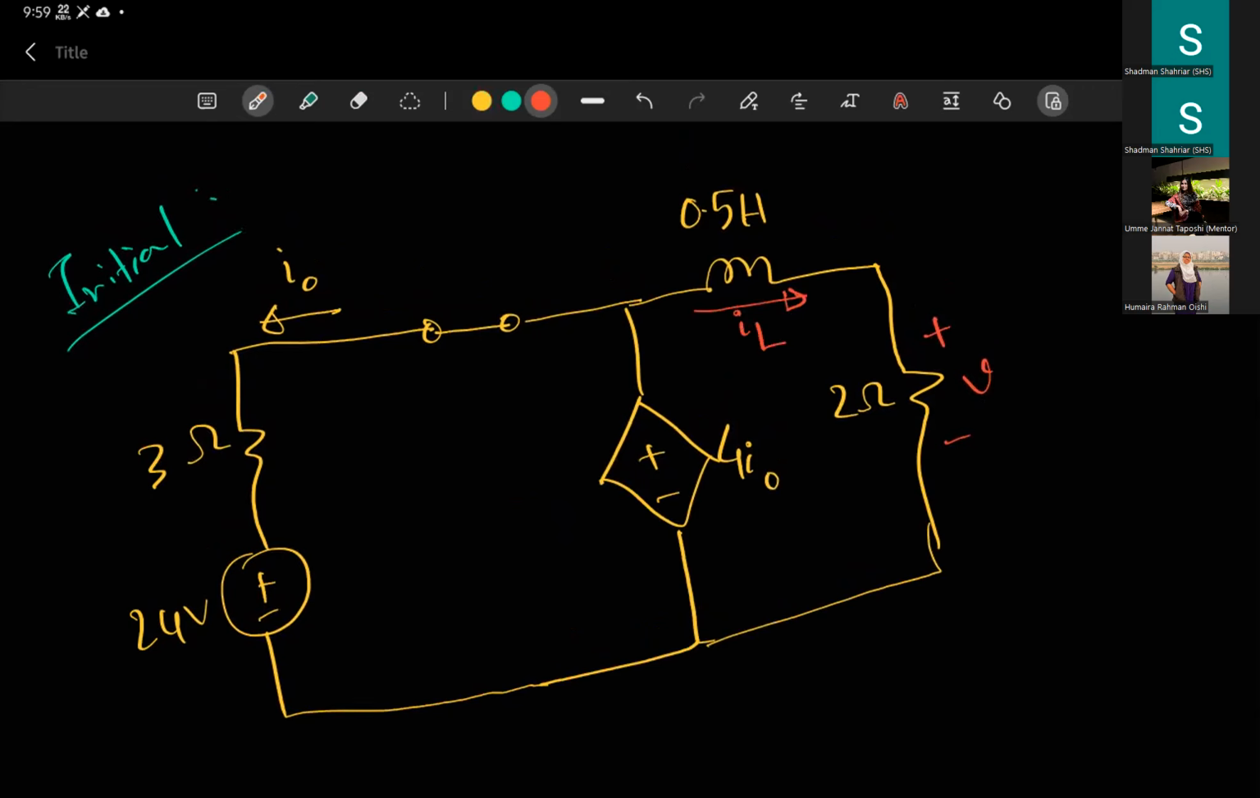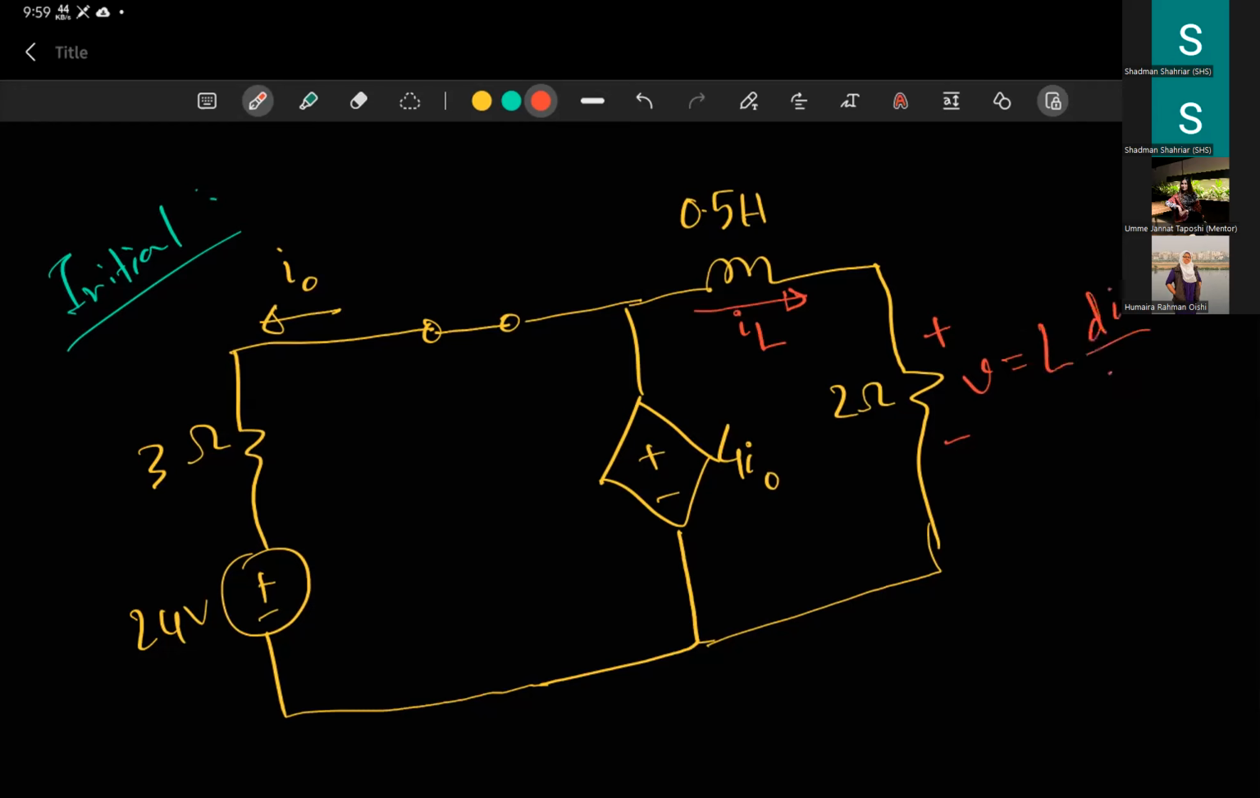Can someone tell me what the relationship between V and IL is? So for the resistor, it is the complex 2 ohm into IL. If we have an equation like L into di by dt, then we have to divide this.